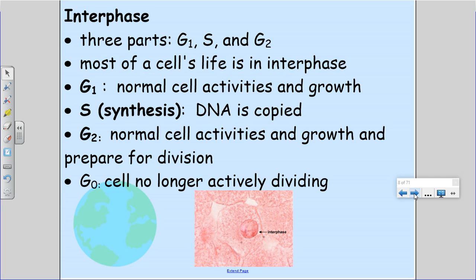Now, some cells are not actively dividing. This would include muscle cells, liver cells, and nerve cells. And if they are not actively dividing, they are in something called G0. Some cells, like your liver cells, can leave the G0 phase and then go back into the normal cell cycle. Other cells, like your nerve cells, are in a permanent G0, meaning that they will never divide.